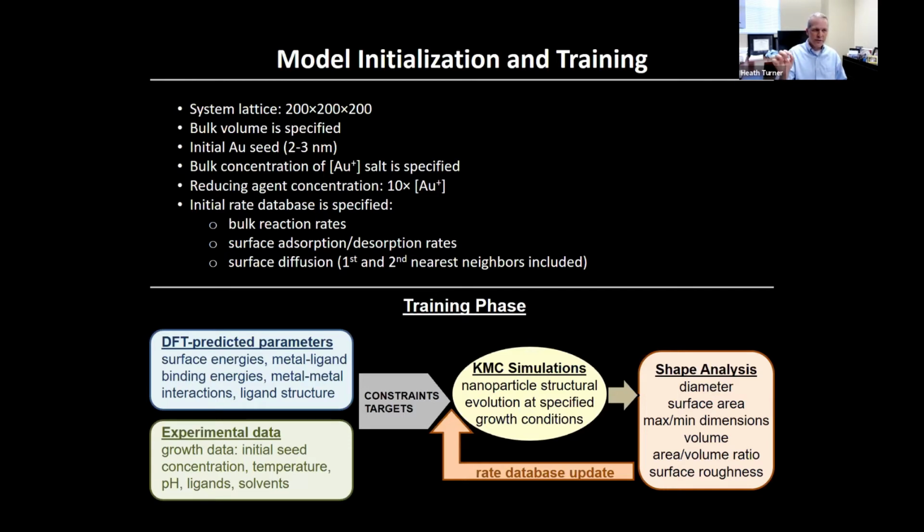And as these nanoparticles are growing, we can perform a lot of on-the-fly analysis. We can calculate the diameter, the surface area, the volume, surface roughness. We can get a lot of information about the different facets on the growing nanoparticle. And again, we can go through this training phase and get a model like this trained, if we have the experimental data, within a day. It can go through a few hundred loops and arrive at a pretty robust parameter set fairly quickly.